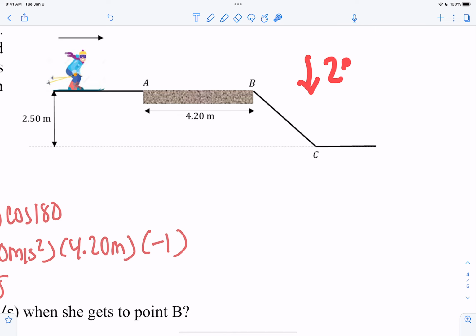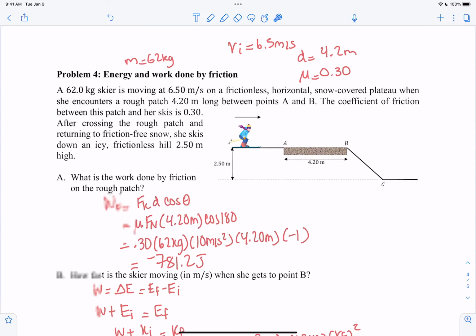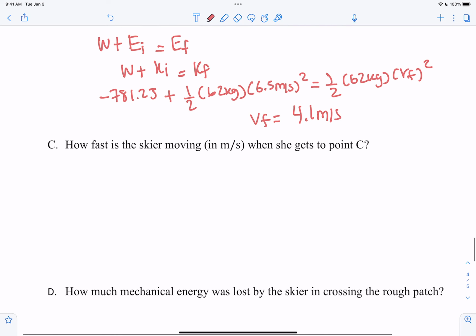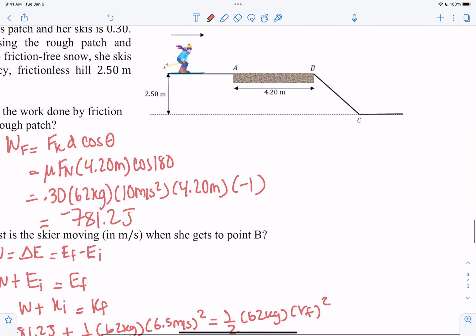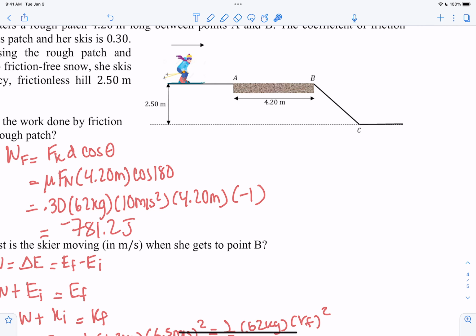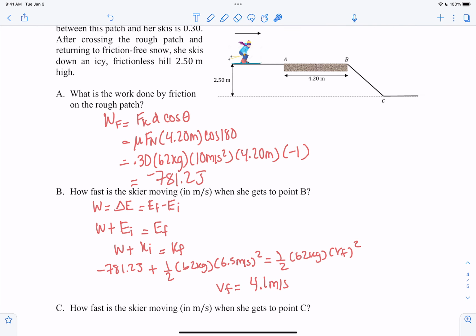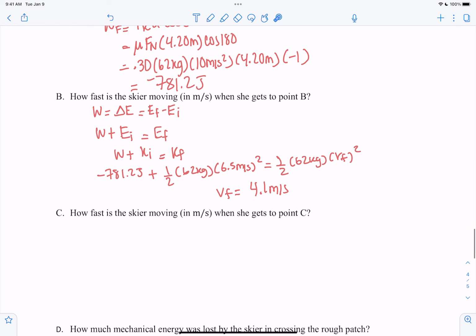So if I decrease 20 joules of gravitational potential energy, I should see an increase of 20 for my kinetic, right? So if I want to figure out how fast the skier is moving, once again, I'm past the idea of work here. I'm past this rough patch. I don't have to worry about work anymore. I just worry about how this change in height is going to change my gravitational potential energy and my kinetic energy, and therefore how that's going to change my speed, right?